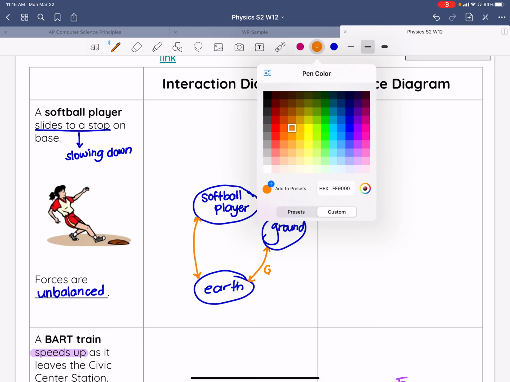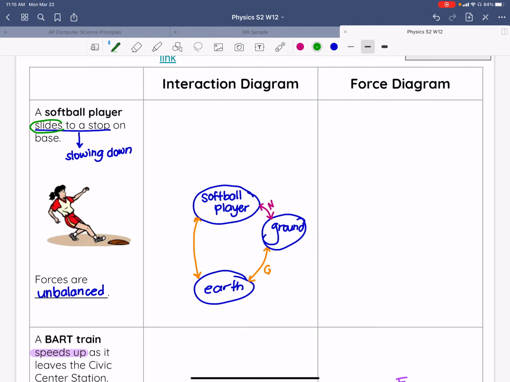But they also have, since the softball player is sliding to a stop, so we see that the softball player is moving in this direction. Okay, and then the ground will be, because this is kind of like rubbing against each other, the ground will be moving in the direction opposite of the softball player. Okay, and so then they have a force that we call friction for that side to side, that sideways interaction.